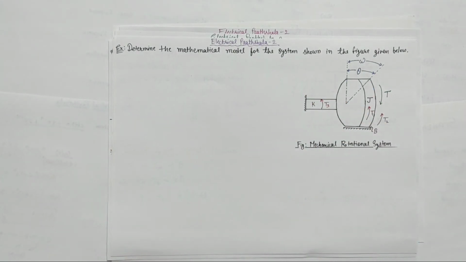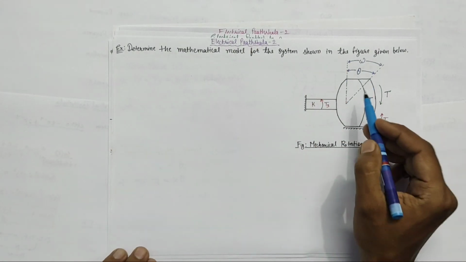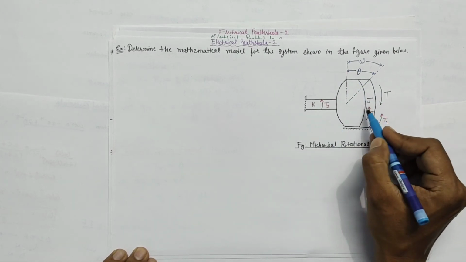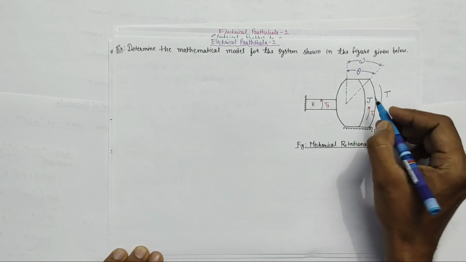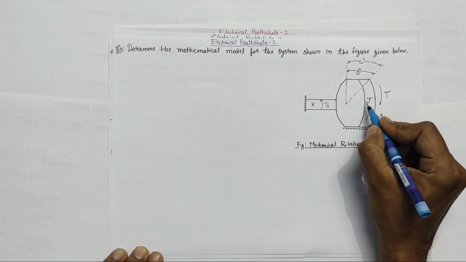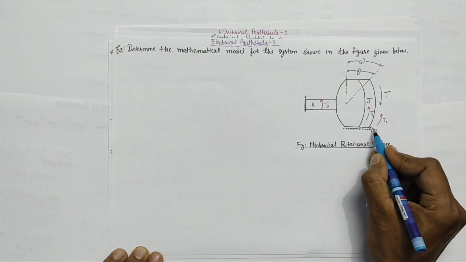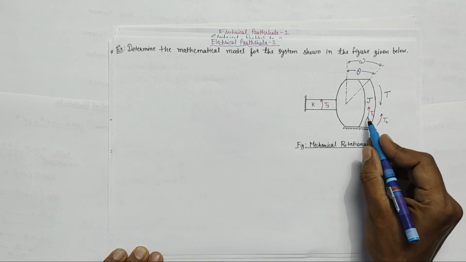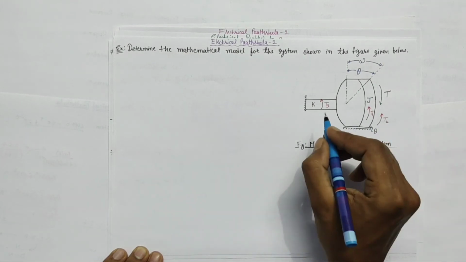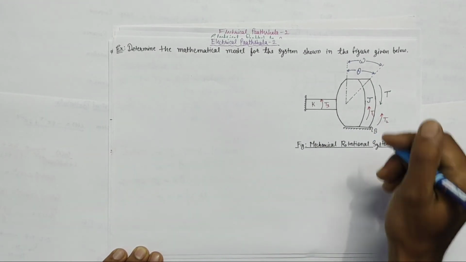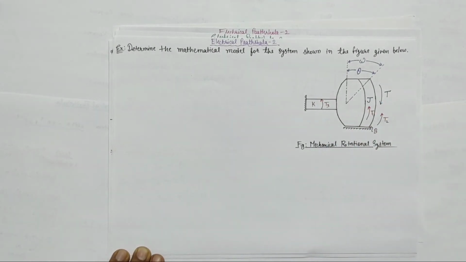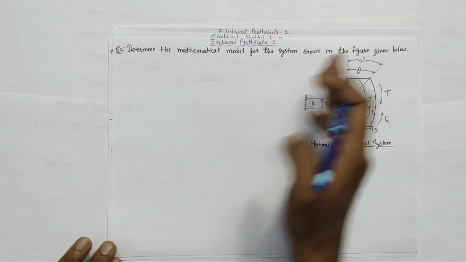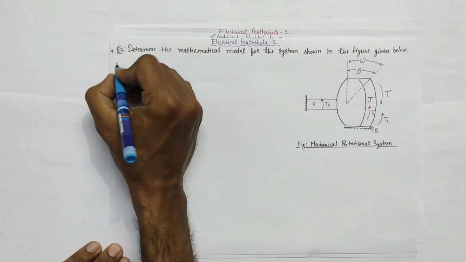Here in this system, you can see that we have a body having moment of inertia J, and when an external torque T is applied on this body, then due to the inertia of this body, due to the friction present between the surface and the body, and due to the stiffness of the body, we have three resisting torques T1, T2 and T3 respectively. So we have to write the mathematical model for this mechanical rotational system.